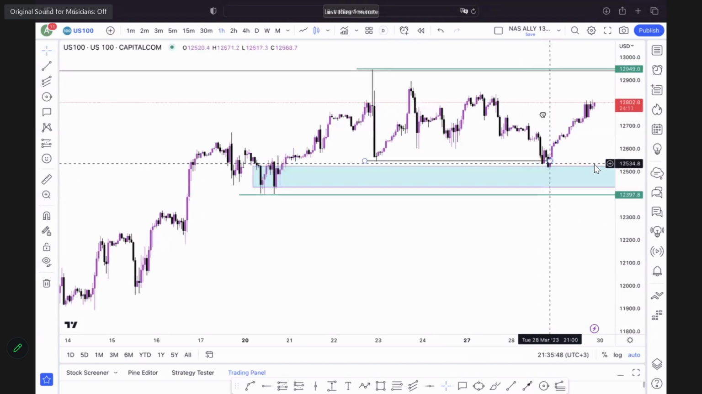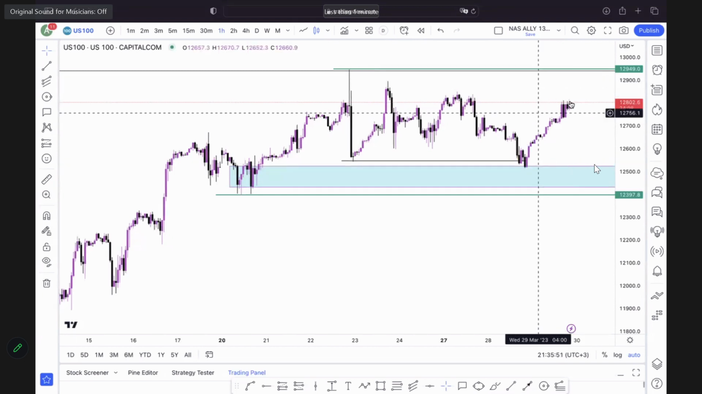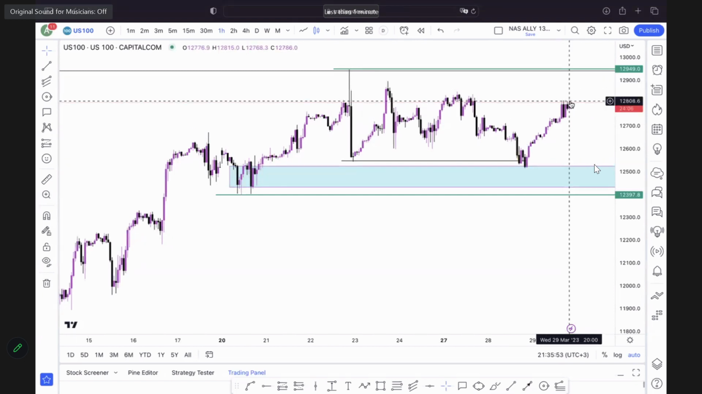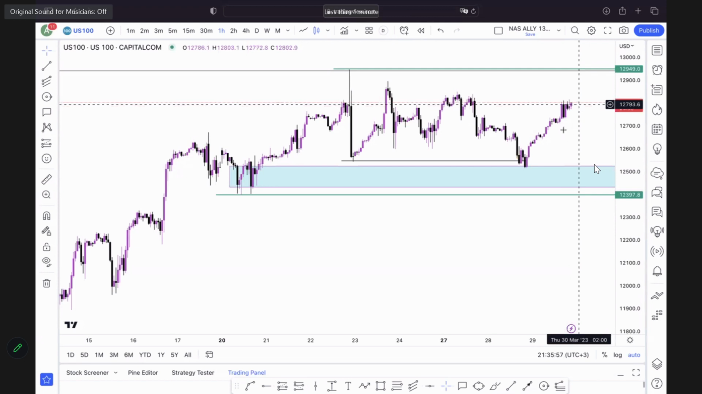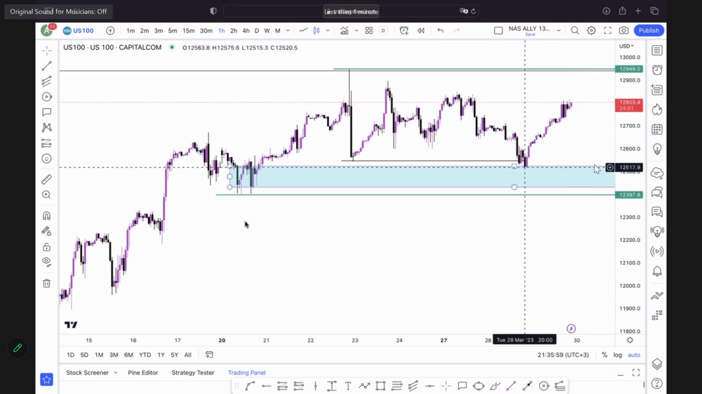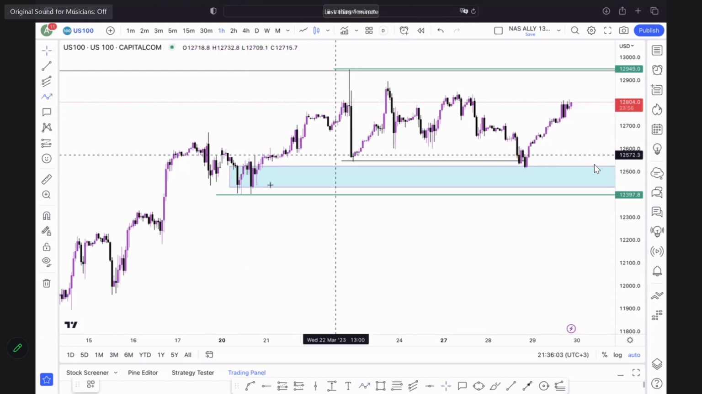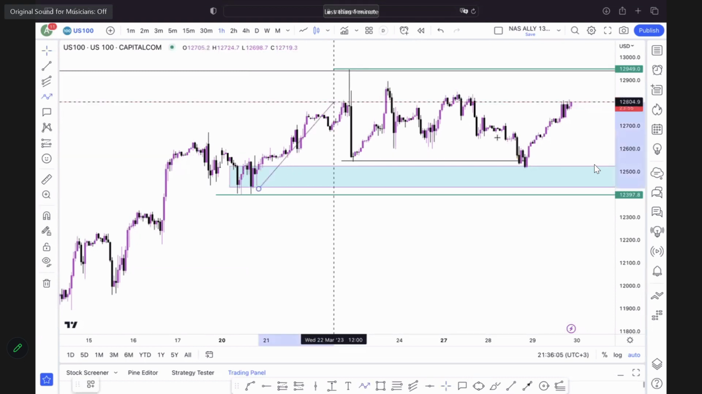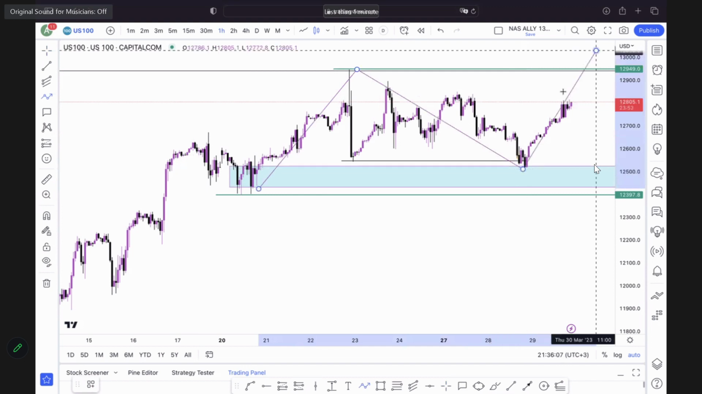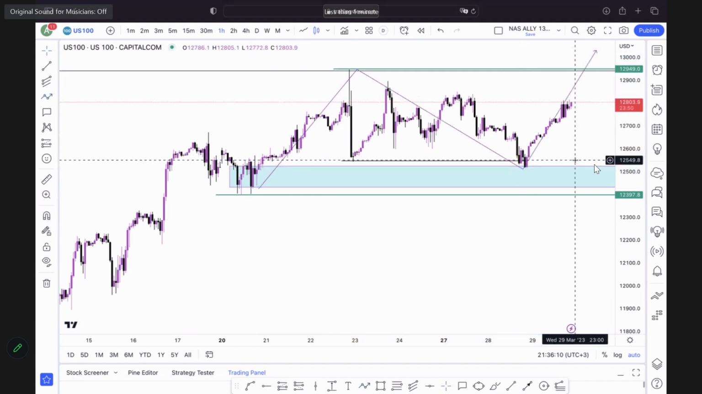So now, does it make sense to be looking for sells? No, because it's just grabbed liquidity and this range has been respected. So remember, back to market structure. If the market respects lows, what do we expect it to do? It has to break highs. Take out the highs.